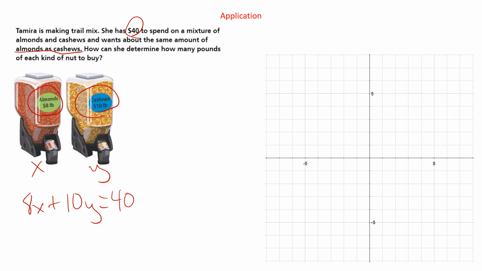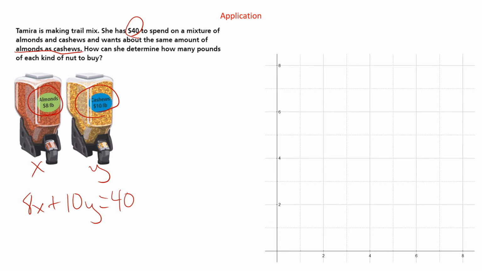For something like this, we only are really concerned about the positive part. So let's get the positive part. What that does is it allows us to be a lot more accurate. So we have this graph. Now we need to graph our equation. So we want to find our intercepts and then graph them and then draw a line.